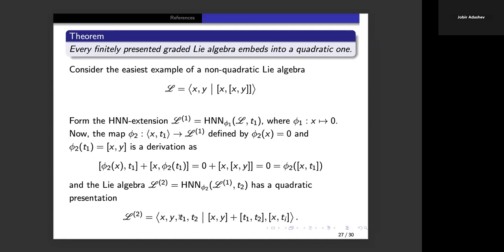As you can see, we added two generators, T1 and T2, and the relations that we imposed make the previous relation unnecessary. It can be derived from the relations we have imposed. And as I said before, the HNN extension is an extension in the good way, so it contains the basis Lie algebra. And so we have produced a quadratic algebra starting from a non-quadratic one.